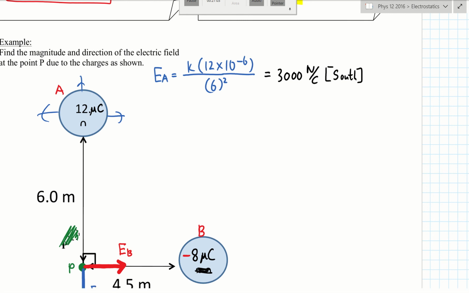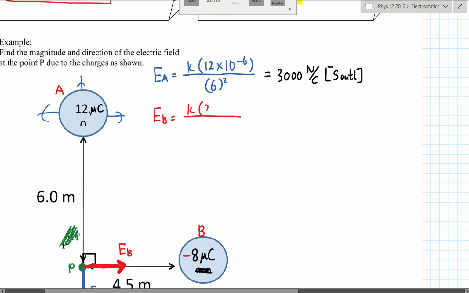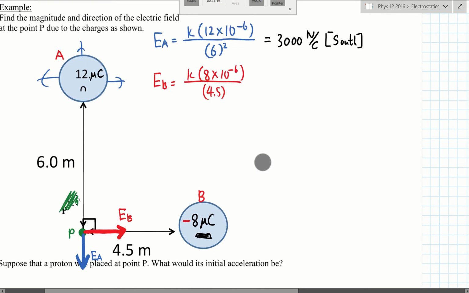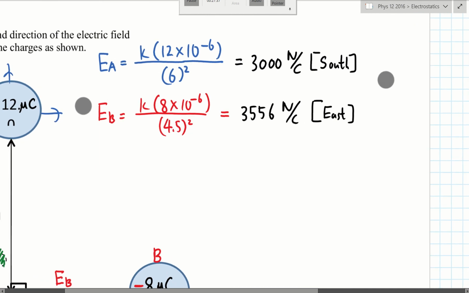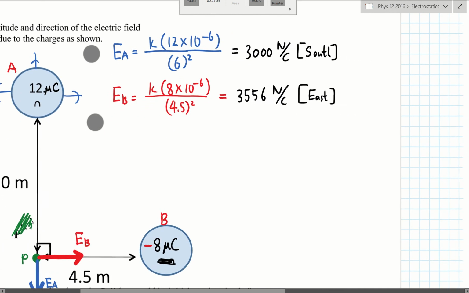And then charge B. So charge B is K Q1, now negative 8 microcoulomb, but I don't care about the negative, and we're going to put it over the distance, which is 4.5 meter squared, and that is going to give us 3,556. So it turns out to be 3,556 Newton per Coulomb, and this one is going to the east. Okay, so these two are not the same direction. They're also not exactly opposite, so it doesn't work as just a direct addition or subtraction.